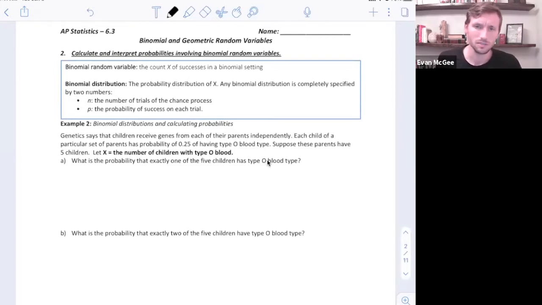This is the same scenario from before. Genetics say that children receive genes from each of their parents independently. Each child of a particular set of parents has a probability of 0.25 of having type O blood type. Suppose these parents have 5 children, and X represents the number of children with type O blood type. We want to know the probability that exactly one of the 5 children has type O blood type. What we need to think through is how many different ways exactly one child could have type O blood type. So we want the probability that X equals 1.